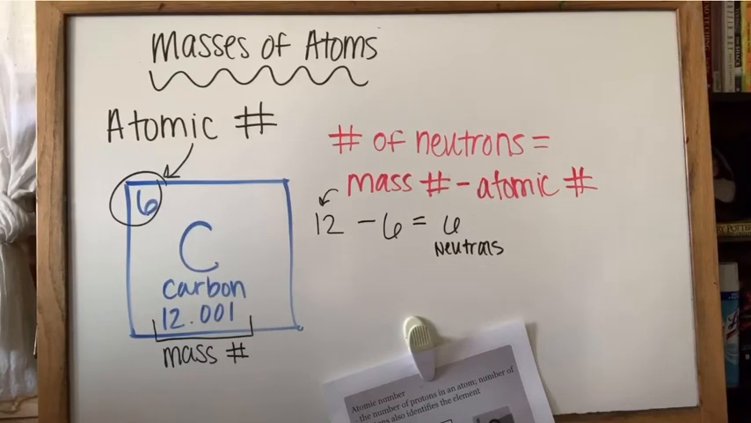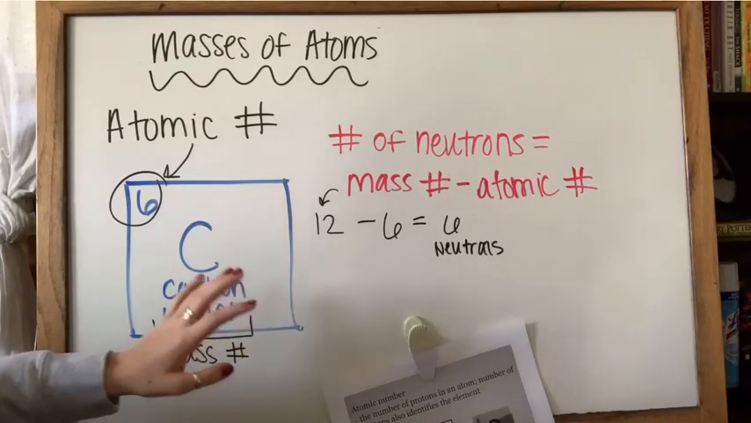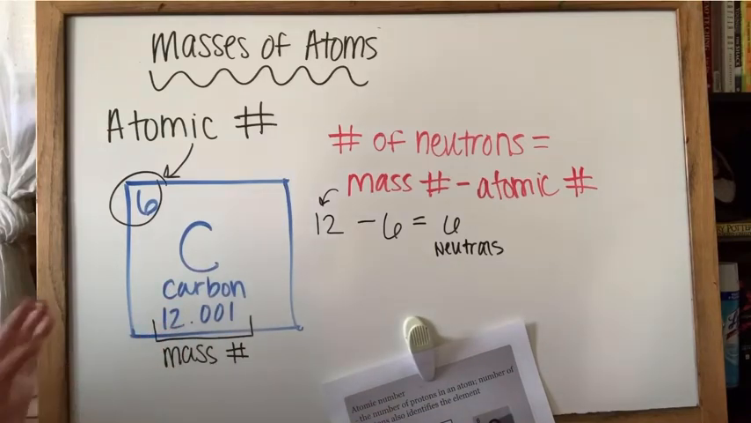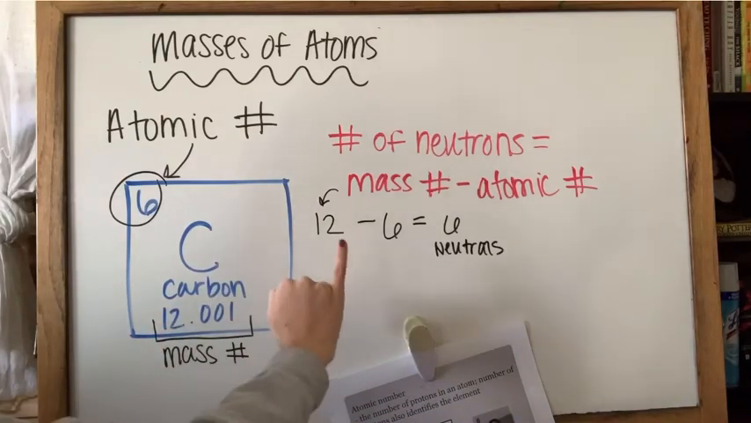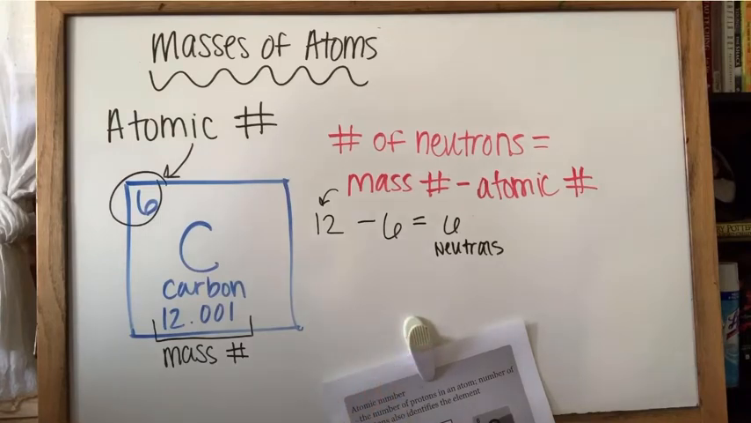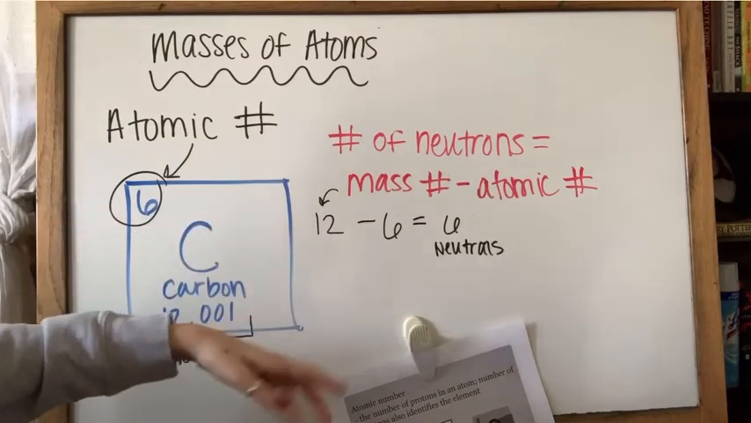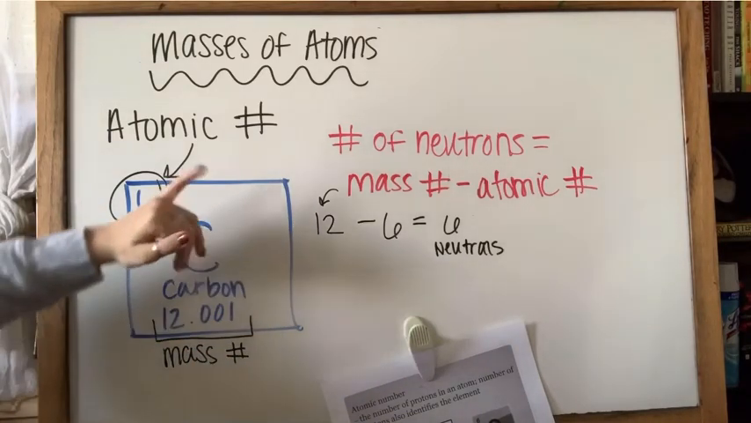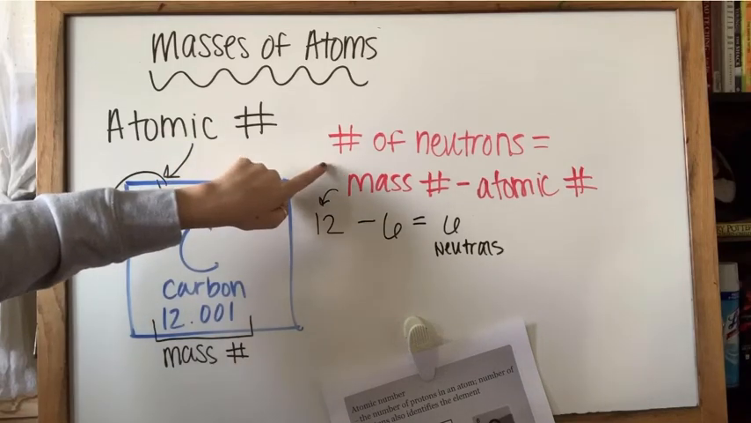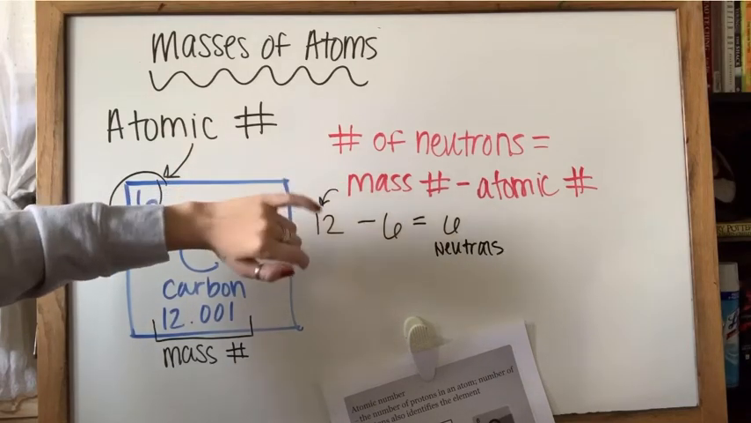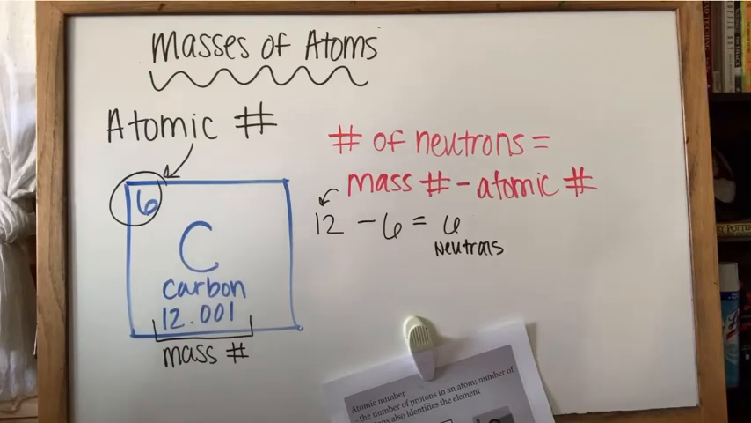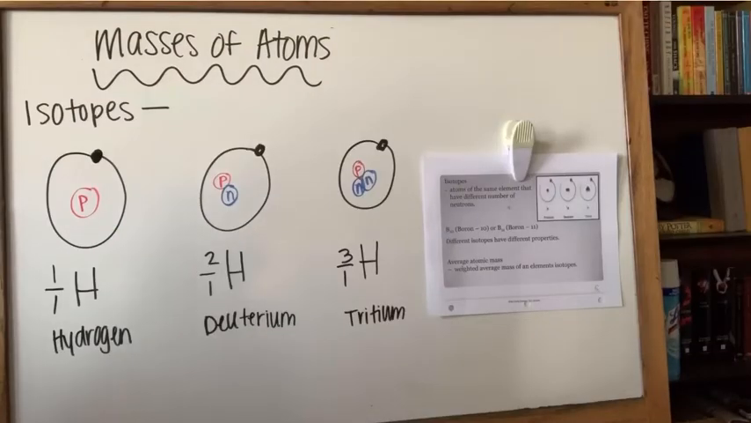Now, just a heads up on this, guys. Carbon is one of the elements where it has the same number of protons as it does neutrons. And it is not like that for every element. So don't think that just because this one is like that, that all of them are going to be like that. So again, you'll always want to remember this formula if you want to find your number of neutrons within your element.